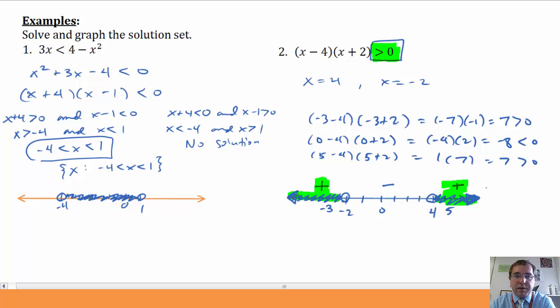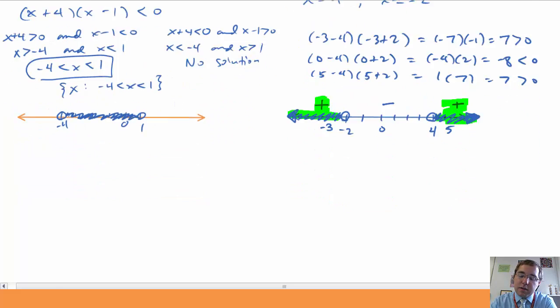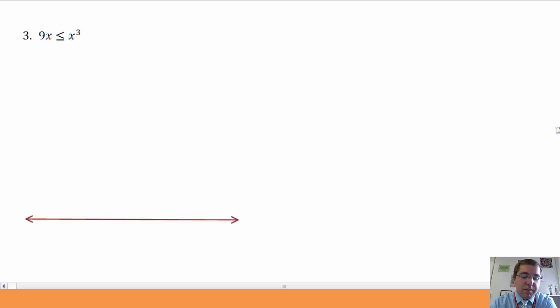And that's my graph. So that's another way you can do it: find the zeros, find where it equals 0, put those on your number line, and those will define or cordon off sections of your number line. And just pick a number in each of those sections and check it. So I'll show you how to do that again here.